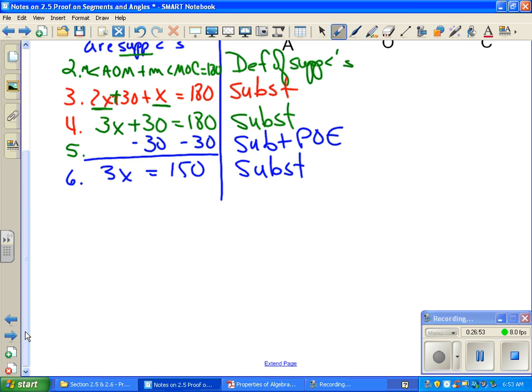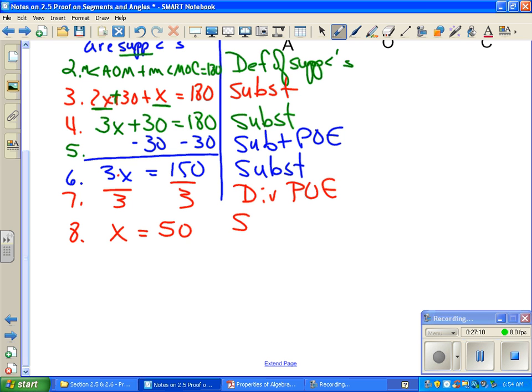So now, since I only see multiplying here between the 3 and the x, I'm going to divide by 3 in step 7, division property of equality, and actually physically divide it out and put the answer in. 150 divided by 3 is 50. And I have substituted.